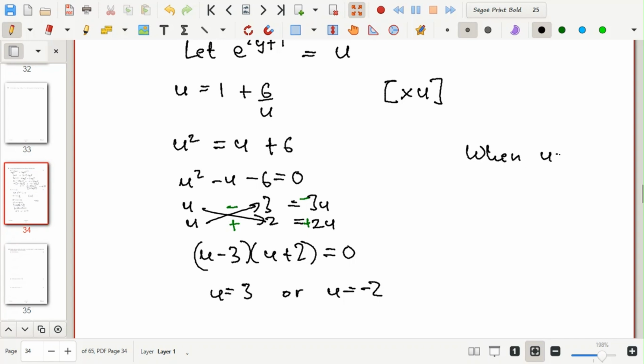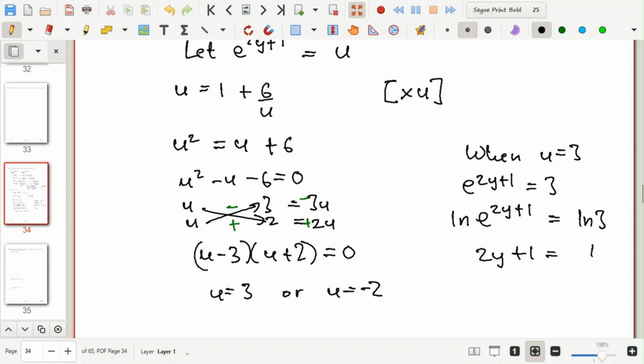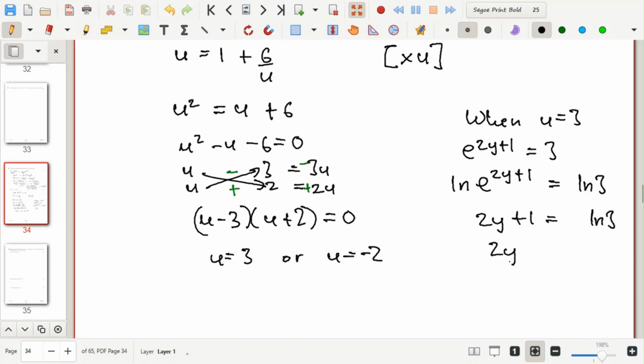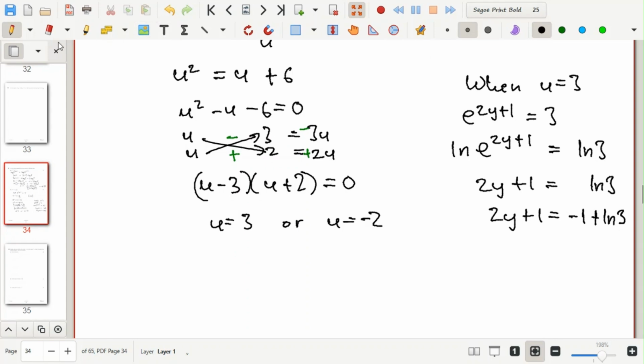When U is equal to 3, let's see what you get. You find ln of both sides. So this is the same as negative 1 plus ln 3. Hey, my bad. So you divide both sides by 2, and that should give you this.